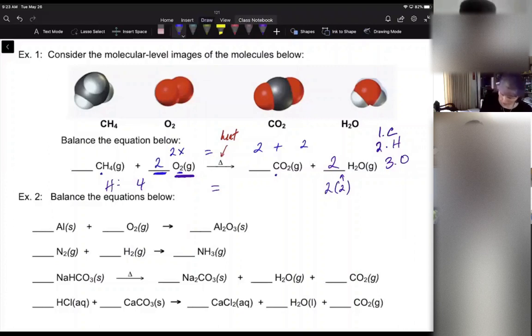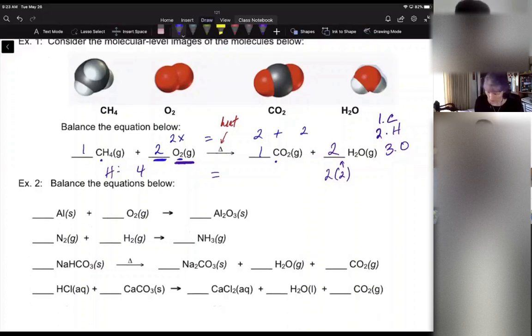So the balancing coefficients are 1, 2, 1, 2. You don't have to write the 1, but when we've got those big blank spaces, it kind of looks more complete when you write them, but it's optional. Okay, so here are some practice problems.